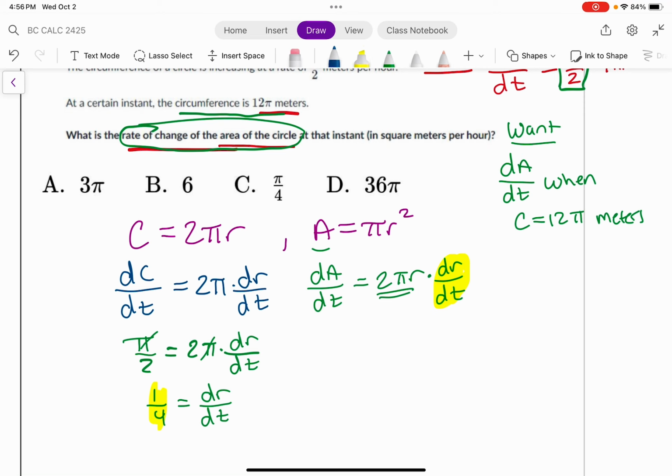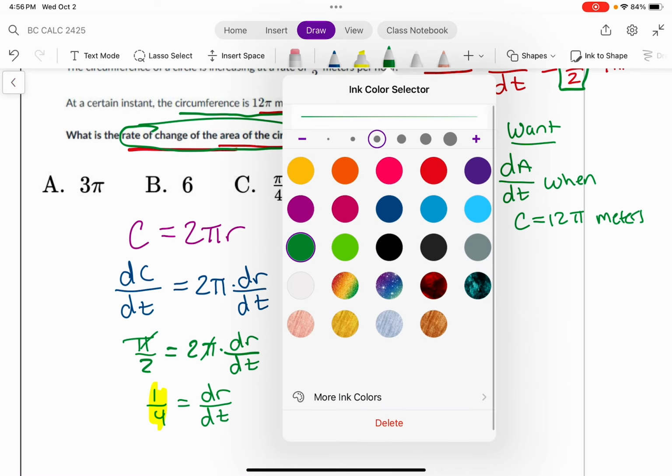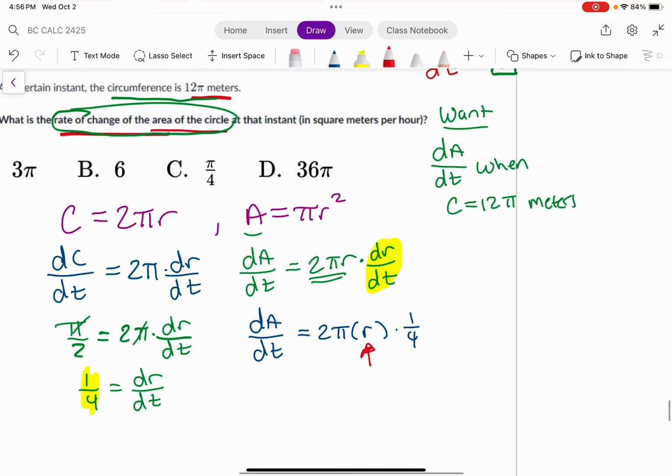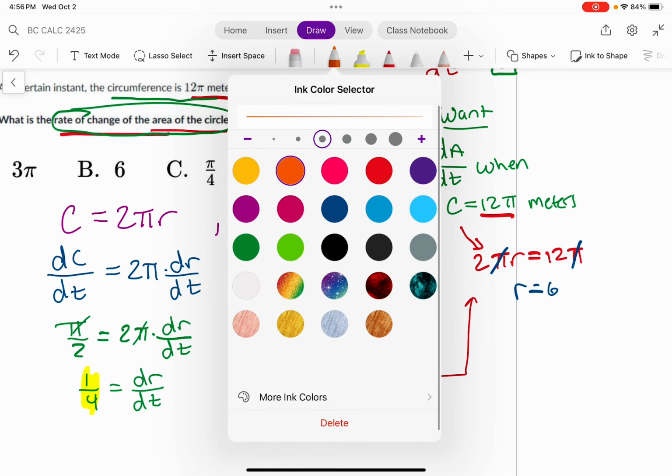So that means that dA/dt is equal to 2 times pi times r, I'm going to put r here in parentheses for a moment, times a fourth. So we just need this r. How on earth are we going to find the radius at this moment? Well, that's where this info came in. We're talking about the instant that the circumference is 12 pi meters. So the circumference, which is 2 pi r, is 12 pi at this instant, which tells us that at this instant, the radius is 6. So we put a 6 there, and we're done.